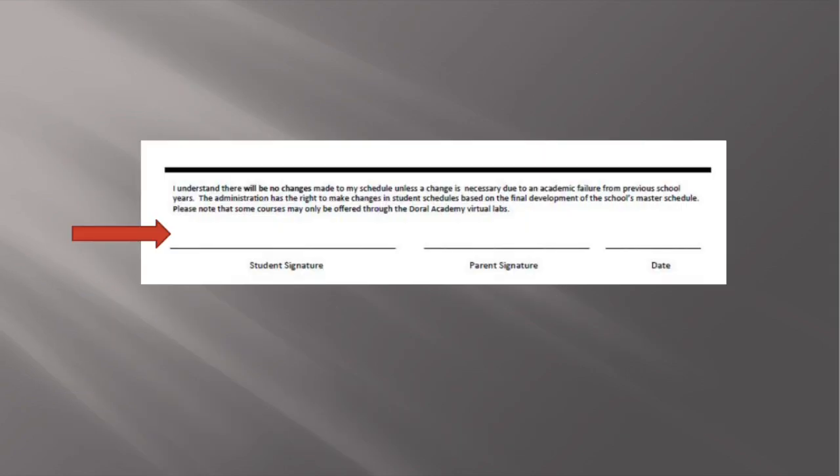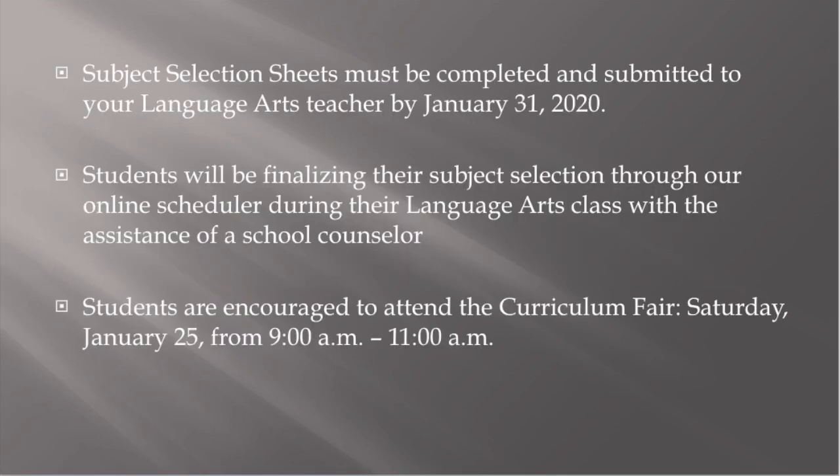Students, please make sure that your subject selection sheet is reviewed and signed by you and your parents before you turn it in. The signature page is located on the back of the electives portion at the bottom of the page. Subject selection sheets must be completed and submitted to your language arts teacher by January 31st, 2020. Students will be finalizing their subject selection through our online scheduler through their language arts class with the assistance of a school counselor. Lastly, students are highly encouraged to attend the curriculum fair, Saturday, January 25th from 9 a.m. to 11.